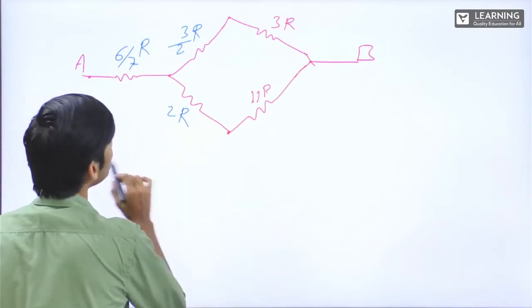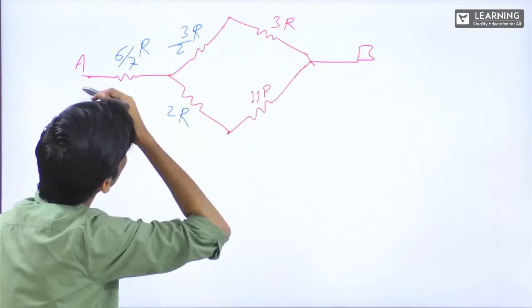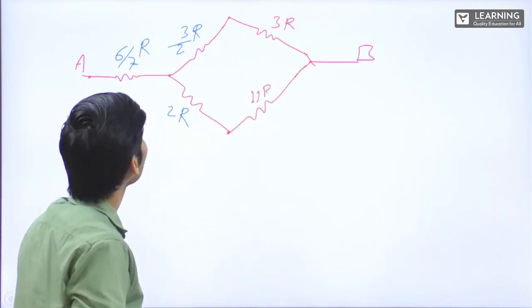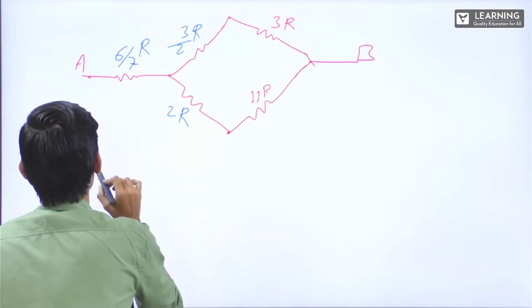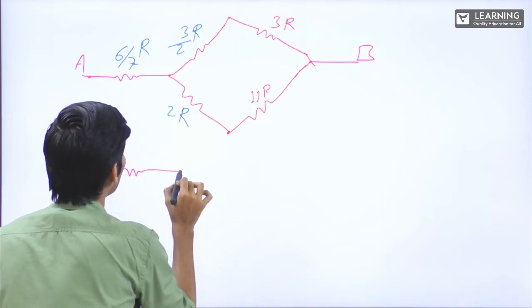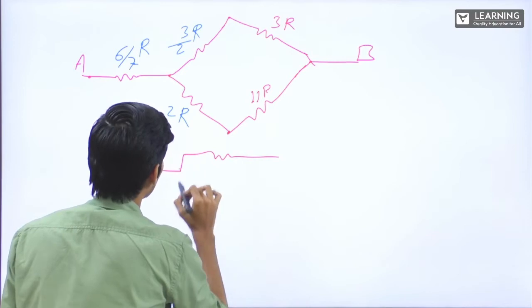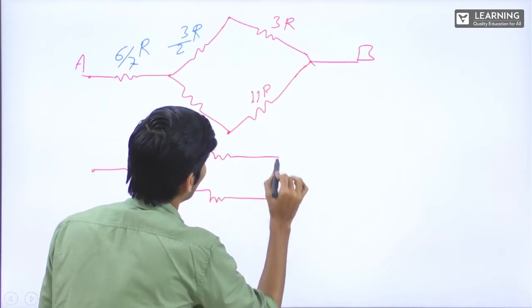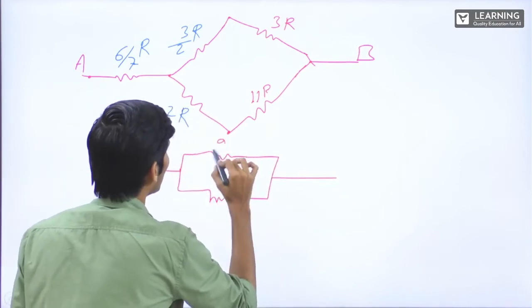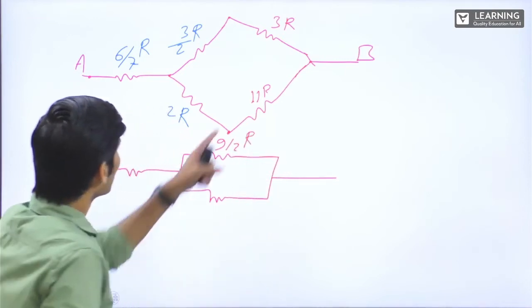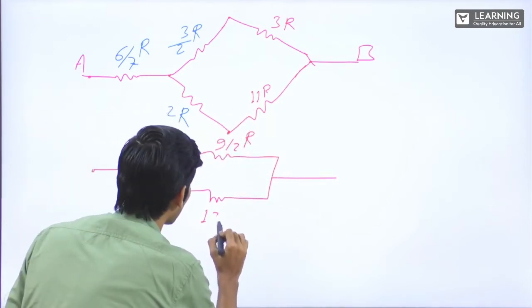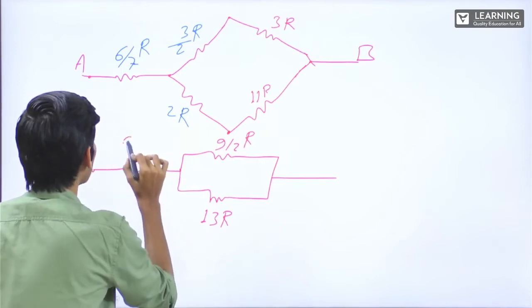Let us solve. So this will be 3 plus 3 by 2, 2 3s are 6, 7, 8, 9, 9 by 2R. From here, this will be 1, then this will be 1, then this will be 1, right? This is 9 by 2R. 11 plus 2, 13R. This is 6 by 7R.